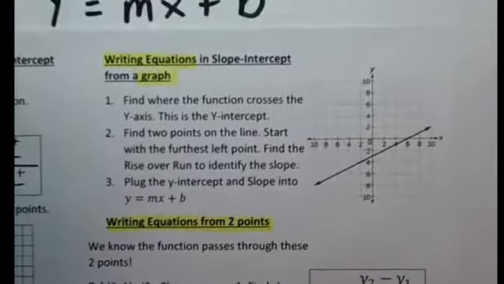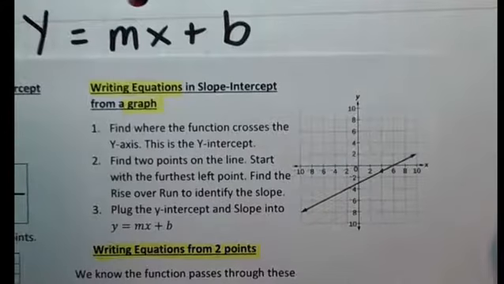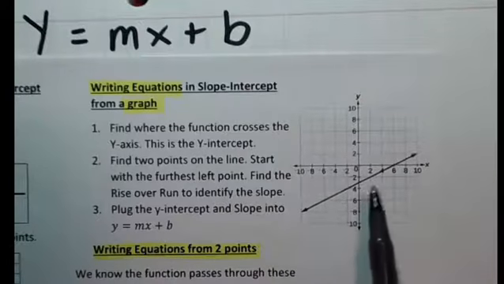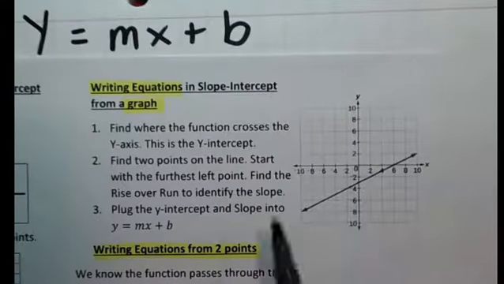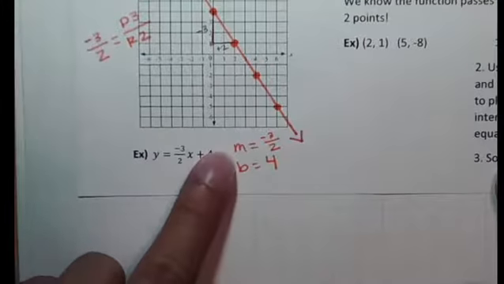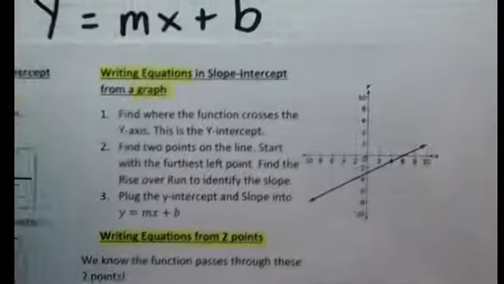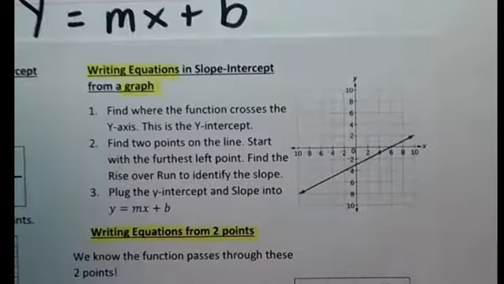Okay, the next thing, let's write equations in slope-intercept form. Okay, now from a graph. So, they give us a graph. We want to take this graph and write it into an equation. So we're sort of working backwards from what we just did. I gave you an equation and we had to graph it. Now they give you the graph, we have to write the equation.